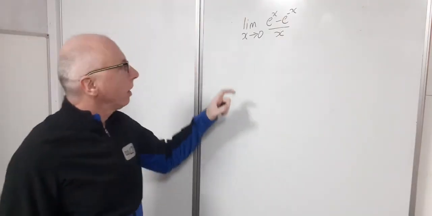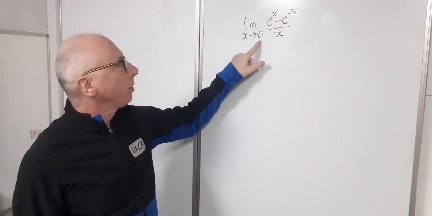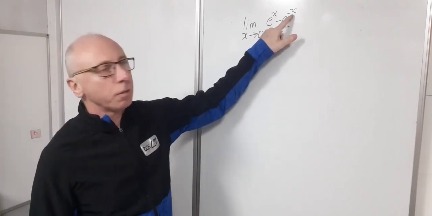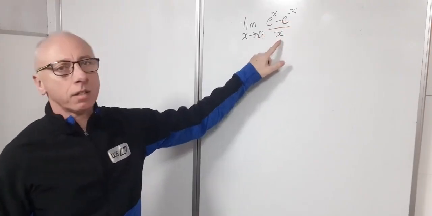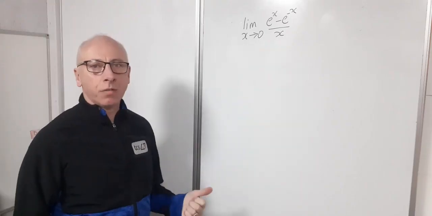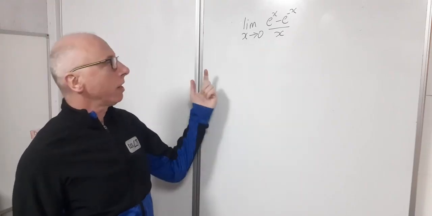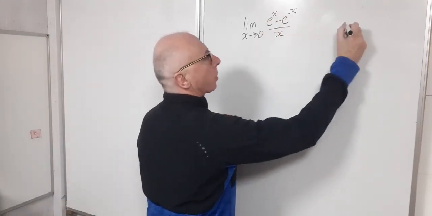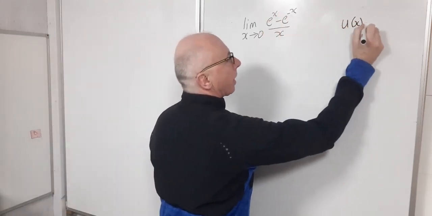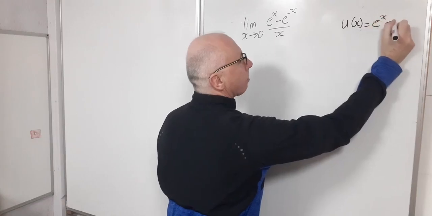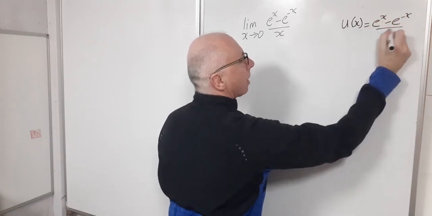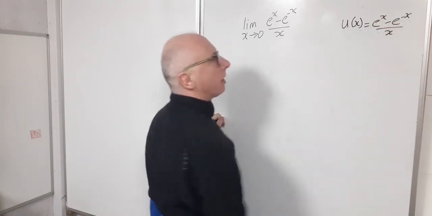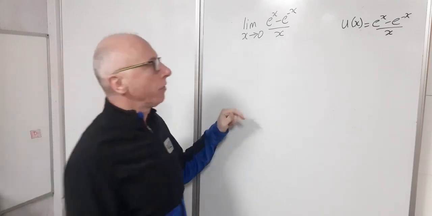So I've got a question here. Got the limit as x approaches 0 of e to the x minus e to the minus x over x. Now, with the limits, first thing I always like to do is just plug in 0 and see what situation we've got. So let this here be our function u. So u of x equals e to the x minus e to the minus x divided by x. And then just plug in 0 for all of that.